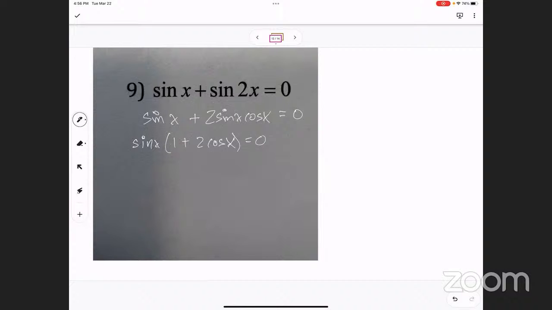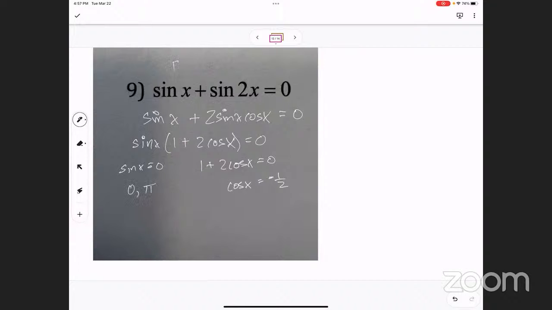So now I can do what? Because I have a product, see that? This times this equals 0. Now the only way that can happen is if either one of these equals 0. And now I have 2 linear equations, right? And the linear equations, we can solve those very easily. Just get the x by itself. So that equals -1/2. And where does the sine equal 0?